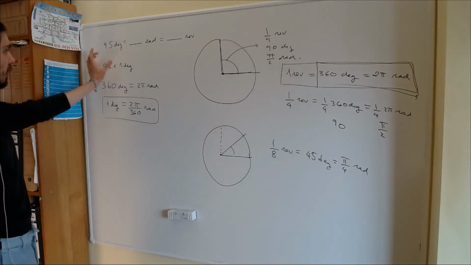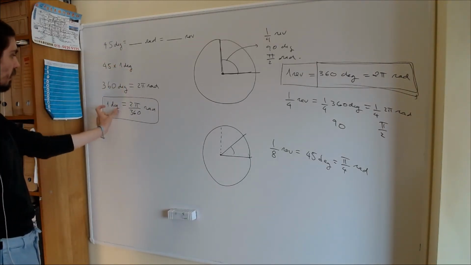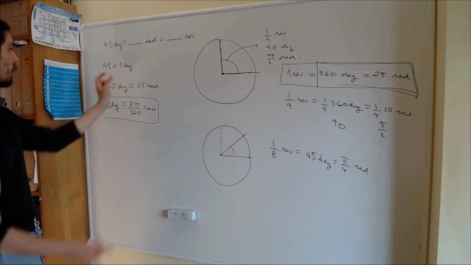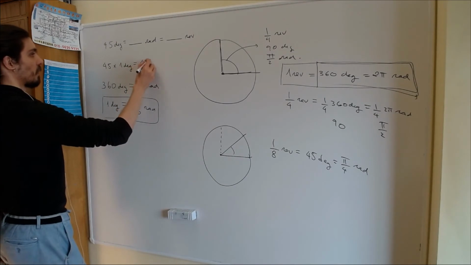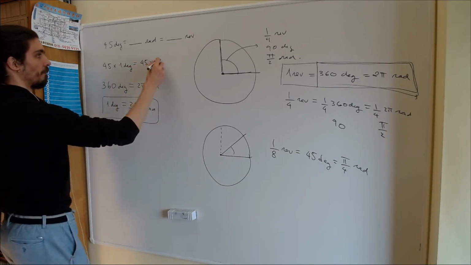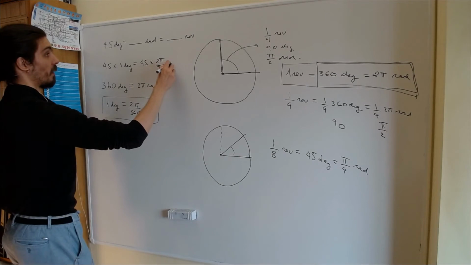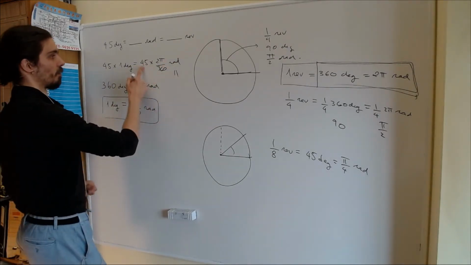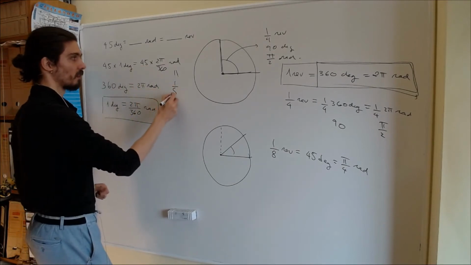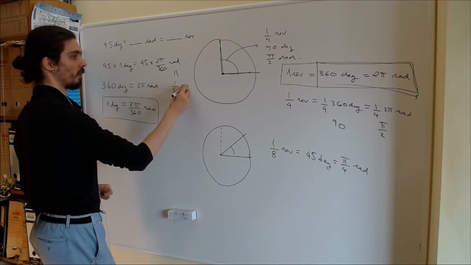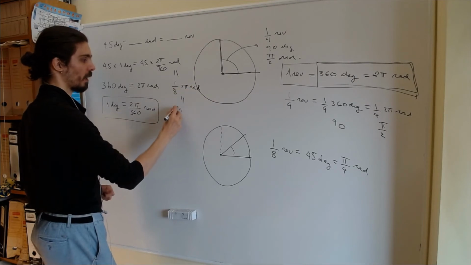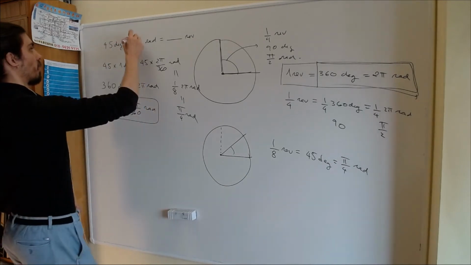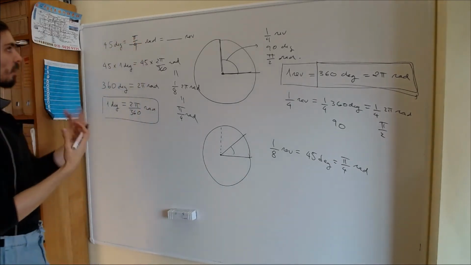Well, 45 degrees is 45 times 1 degree, but 1 degree corresponds to 2 pi over 360 radians. So this is 45 times 2 pi over 360 radians. Let's do this calculation. 45 over 360 is 1/8, times 2 pi radians, which means this is pi over 4 radians. This is our answer. Pi over 4.